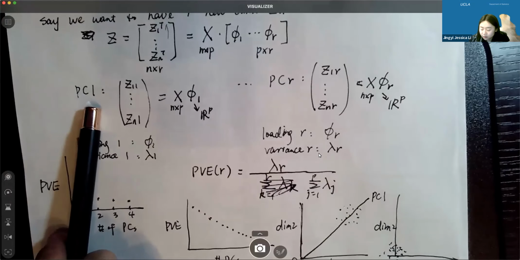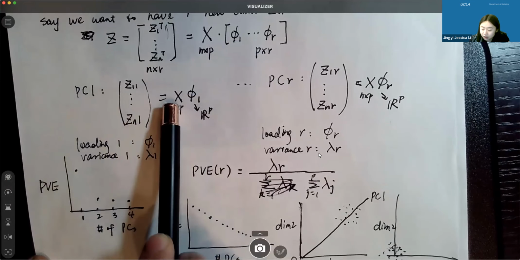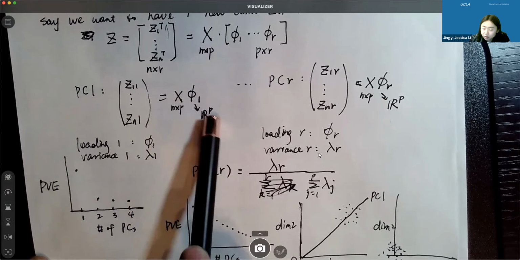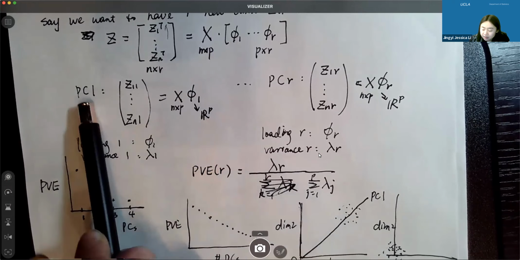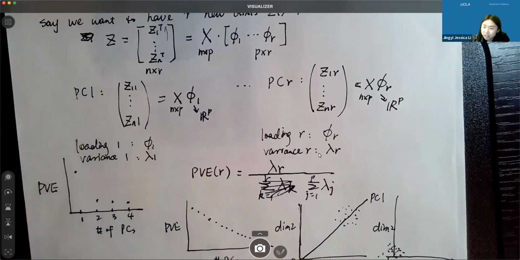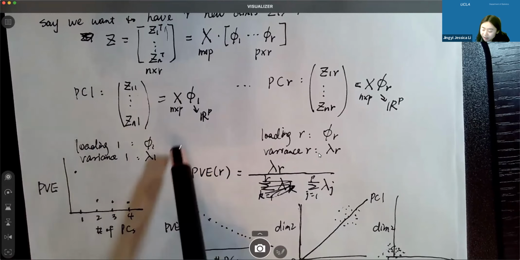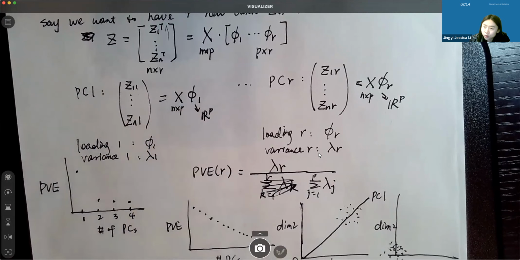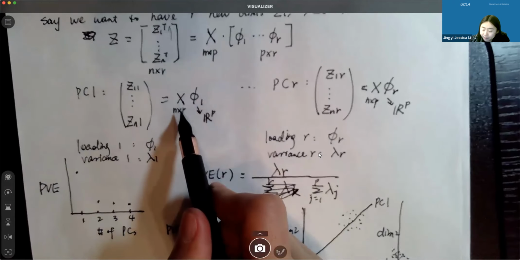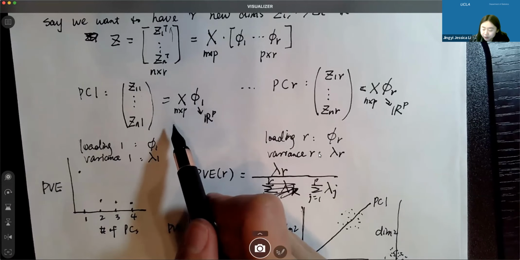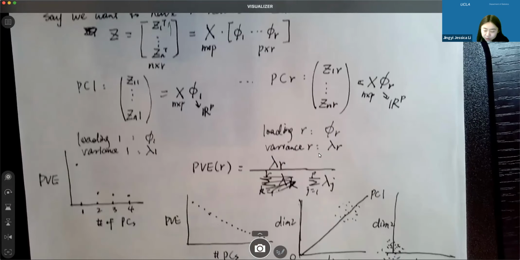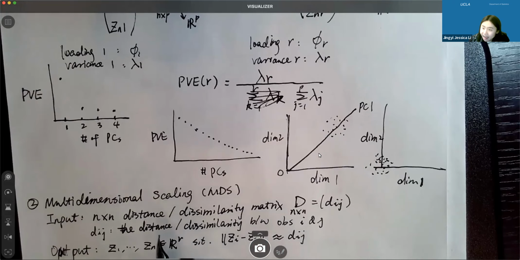So the difference between the loading vector and the PC1 is whether you involve the original X matrix or not. The loading vector is p-dimensional, while the PC vector is n-dimensional. PC contains the coordinates of your n observations in the new dimension, while the loading vector is the coefficient of the original P features that will give you the new feature. So that's PCA. Just remember that when we do PCA, we start from this X matrix, n by P, n observations, P features. Okay, so next we introduce the multidimensional scaling called MDS.